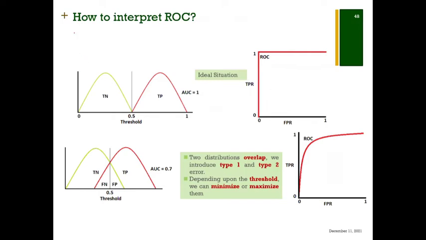Let's see an example of how we interpret ROC. So you can see here we have true negative, we have true positive. And this is the threshold between them. The ideal situation we are looking for is this. This is what I just showed you here. You can see this ROC. This is the perfect one, 1. This is perfect prediction. Everything is fine. You are not pushing one class to the other.